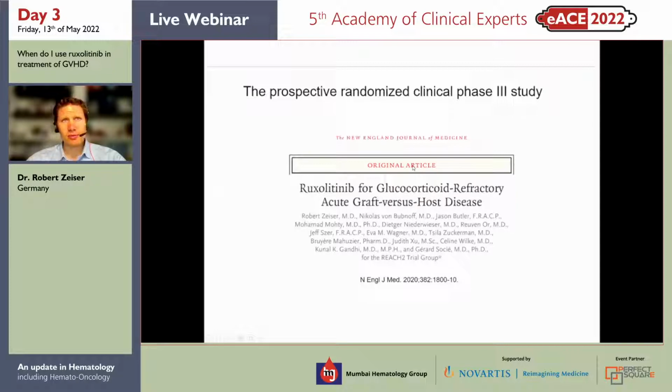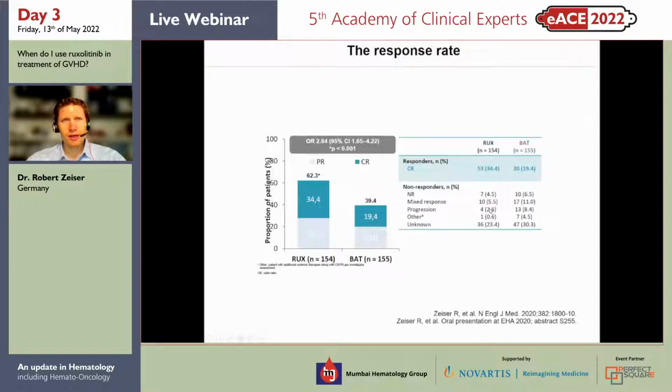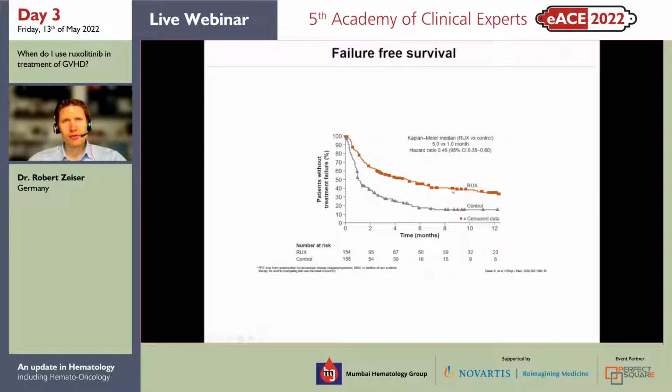Here is then the prospective randomized phase 3 trial, the REACH-2 trial, where ruxolitinib was compared to best available therapy for glucocorticoid-refractory acute GVHD. And as you can see here, the patients receiving ruxolitinib had an improved response rate over patients receiving best available therapy. This was highly significant, and so was also the failure-free survival, where we observed an improved survival in patients receiving ruxolitinib compared to the control arm.